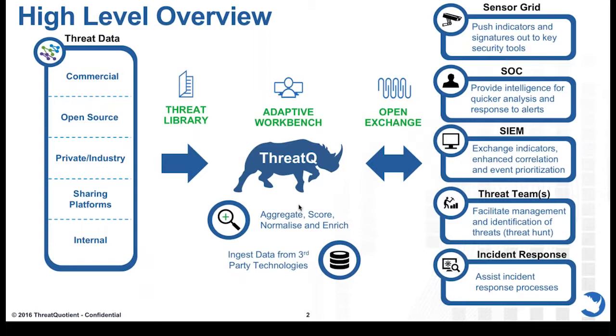Now, in the case of bidirectionality, there are two ways that we can go about achieving that. The first is we can go with a push-pull type approach. So what that means is that we can actually have the third-party technology push information to an integration that will either sit on your ThreatQ server or its own dedicated integration server.